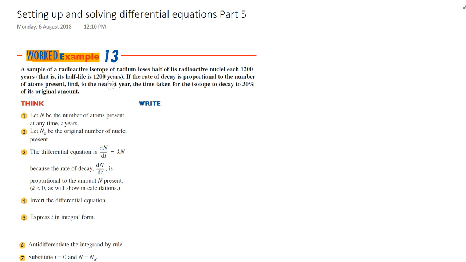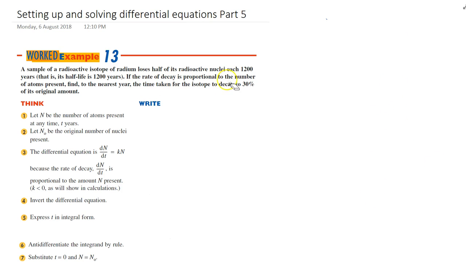For those of us who haven't talked about half-life before, it just means that you start with a certain amount. Here's our certain amount. After 1200 years, you have half of that amount. After another 1200 years, you have half of that again, and so on. The equation is going to be what's called a decay curve.